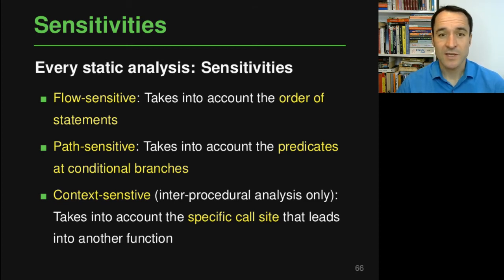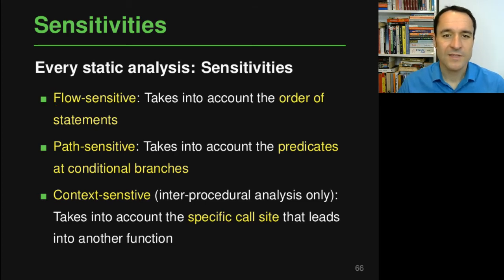And what these sensitivities are describing is what kinds of properties of the code are considered and what kinds of properties are ignored. So let me just introduce three terms that come up pretty often. And the first of them is that an analysis is flow sensitive. So flow sensitive simply means that the analysis takes into account the order of statements, whereas a flow insensitive analysis may look at the statements that exist, for example, within a function, but doesn't really reason about the order in which these statements are executed.